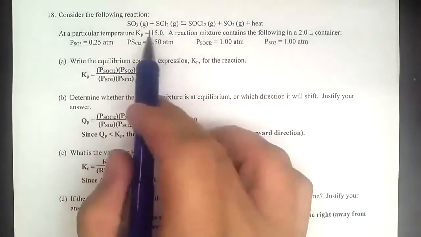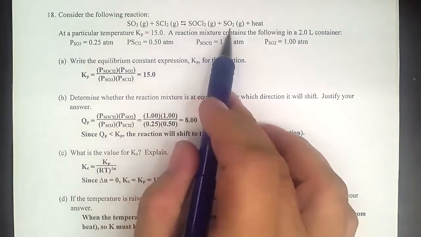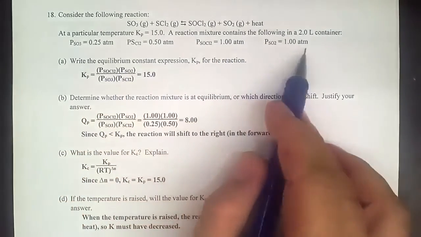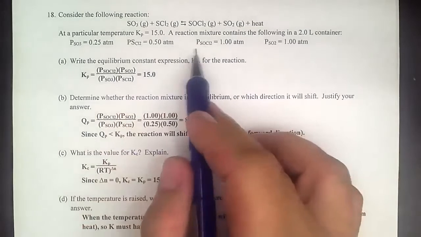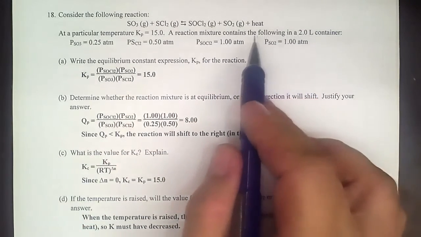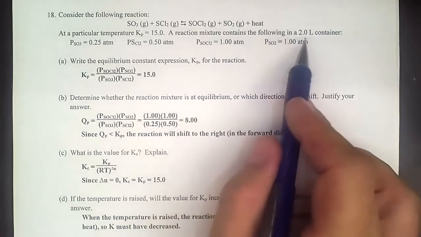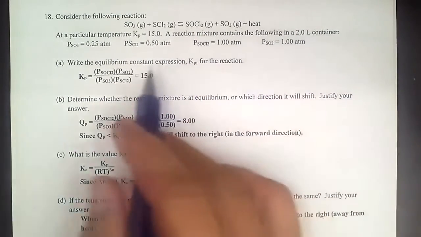On 18, we have all these gases. Notice none of them are liquids or solids, and they will all figure into the K math. We're given atmospheric pressures for all of them. This is a bit of a distractor here because we're already given the atmospheres, so we don't need to divide by 2 liters. That would be true only if we had moles and we needed molarity. The atmospheres already compensate for the size of the container.